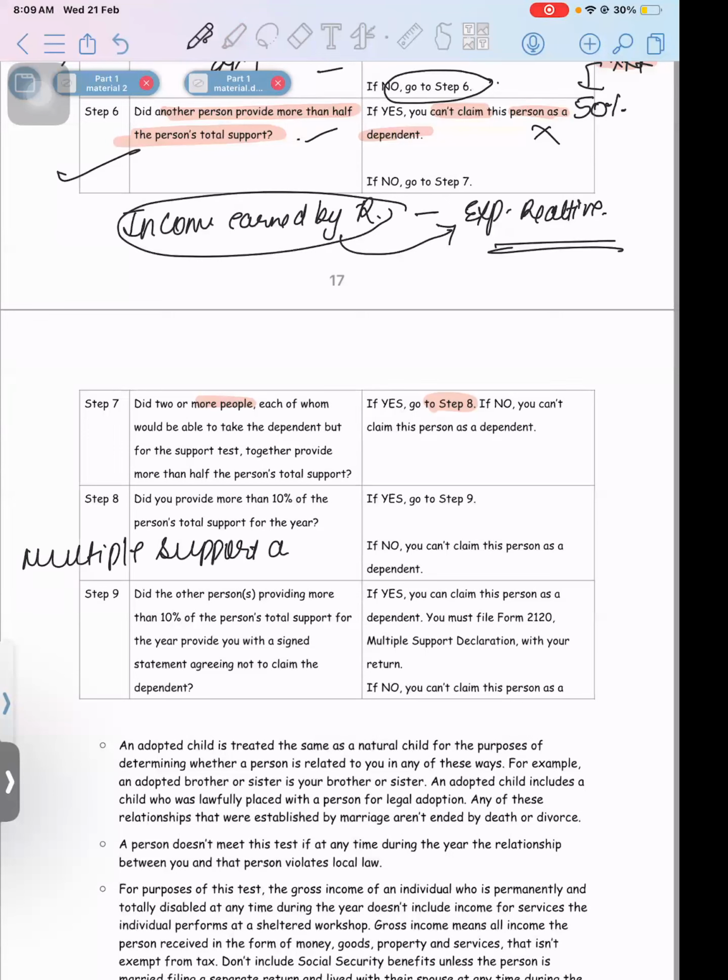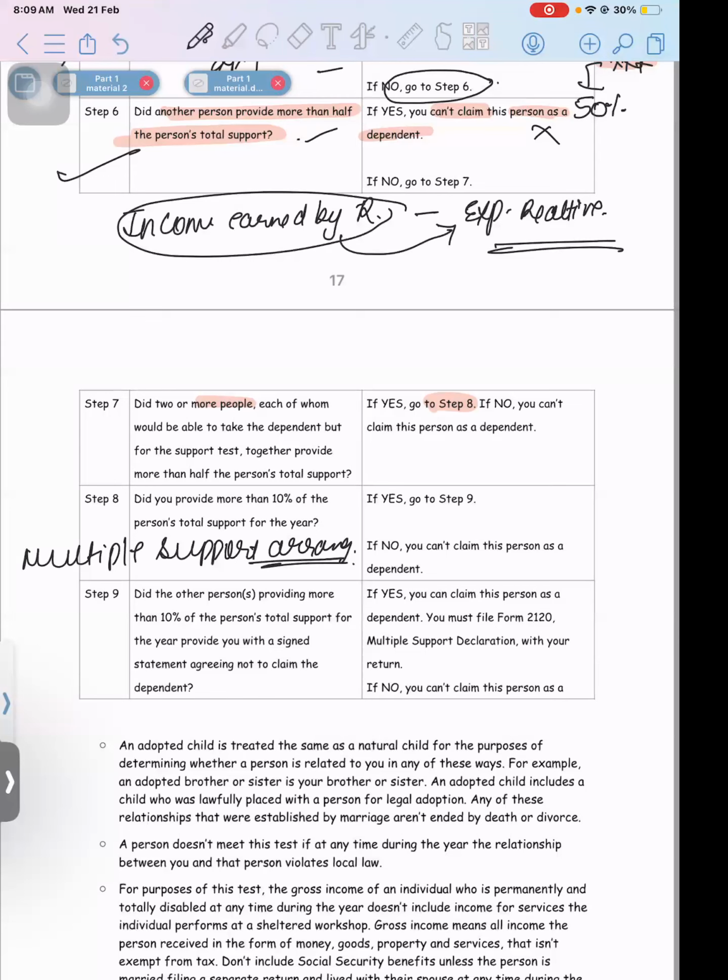Multiple support arrangement. Clear, guys? Okay. How many of you are already pursuing EA? Like you have already done all these topics? You can just raise your hands. For part 1, I'm talking only about part 1. Okay, so everyone over here is new.